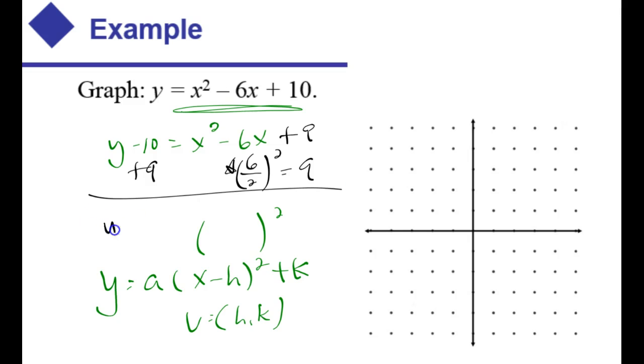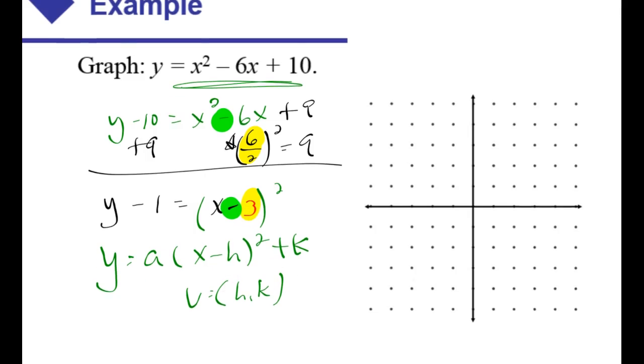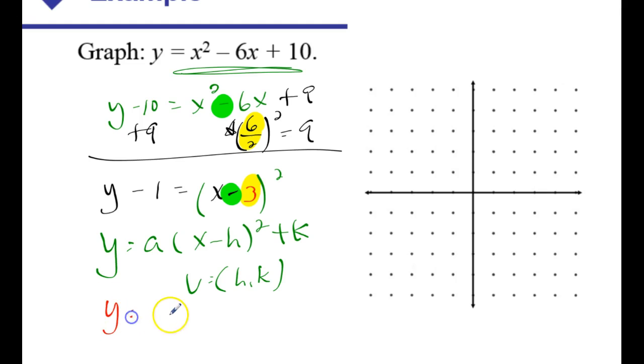So over here I actually get y minus 1 is equal to x minus, and then whatever this number here is, 6 divided by 2, goes here. And incidentally, whatever sign this is goes here. So 6 divided by 2 is 3. And so the equation that I'm looking for here would be y is equal to 1 times x minus 3 quantity squared plus 1. So you could see that the vertex is 3, 1.